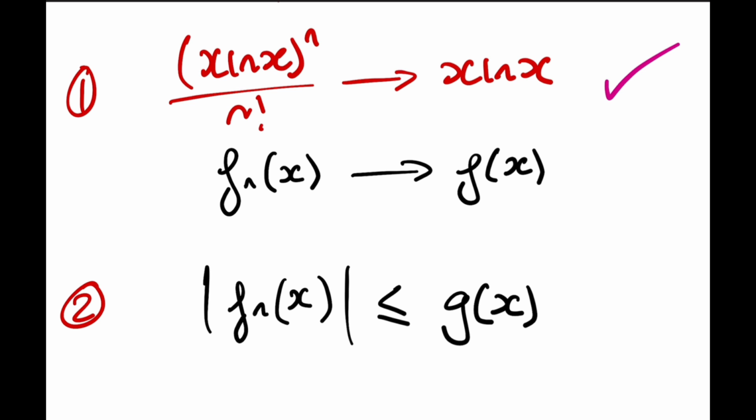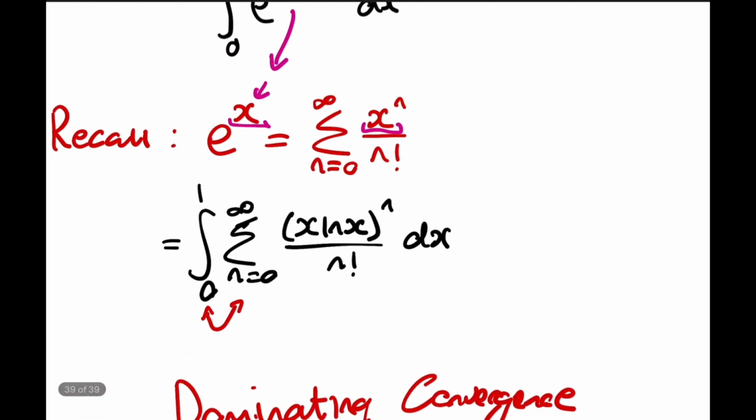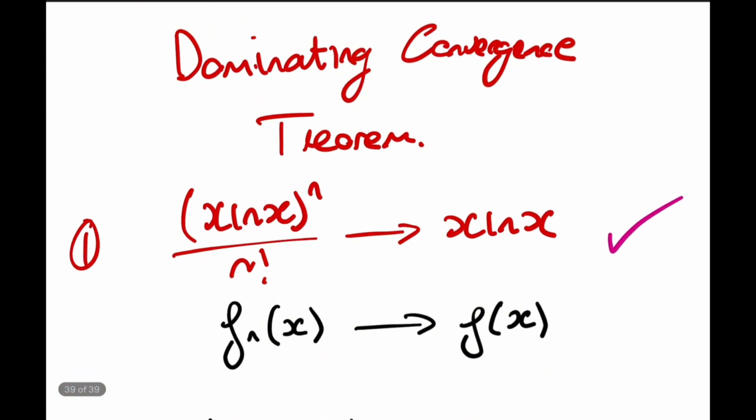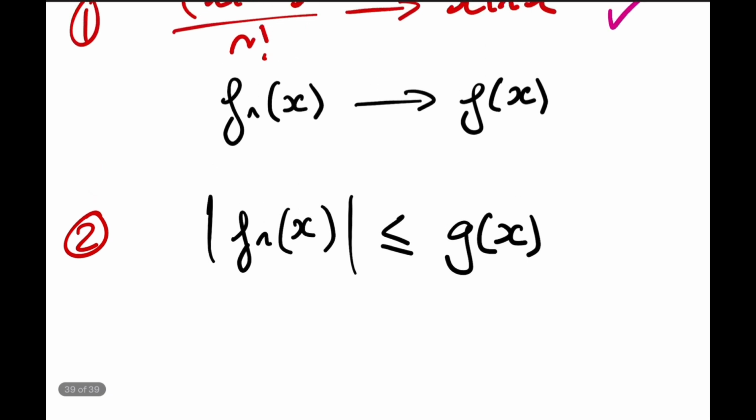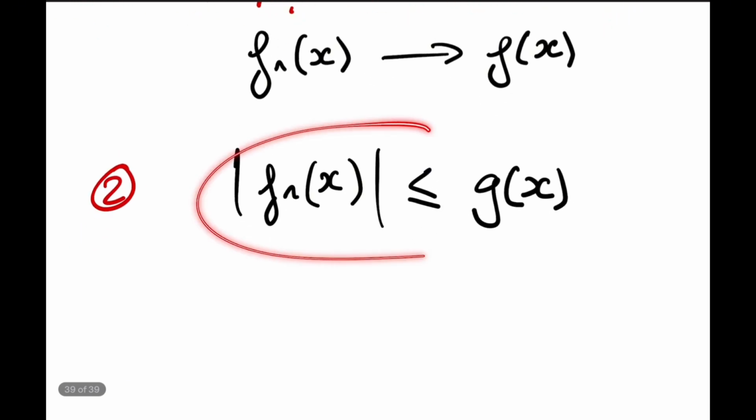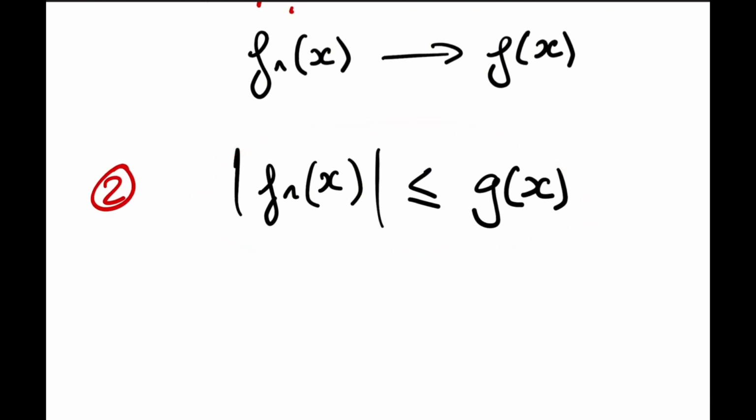And it's also important that the function g of x, this dominating function, you have to be able to integrate it over the domain that we've set in the question. And that domain is from 0 to 1. So we need to find a function, which is called the dominating function, which satisfies this inequality and is integrable over the domain 0 to 1.